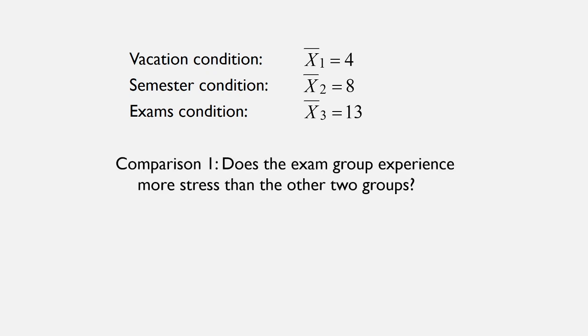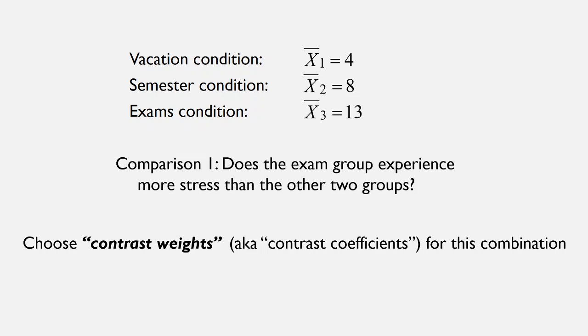Okay, so thinking about these different comparisons, right? The idea is that we have a lot of different comparisons to choose from. Comparison one, does the exam group experience more stress than the other two? Okay, so if this is specifically going to be the comparison we want to make, and we're going in with this plan, we need to figure out a way to get SPSS to run this particular comparison. This is going to involve us creating what we call contrast weights that describe this particular combination or comparison.